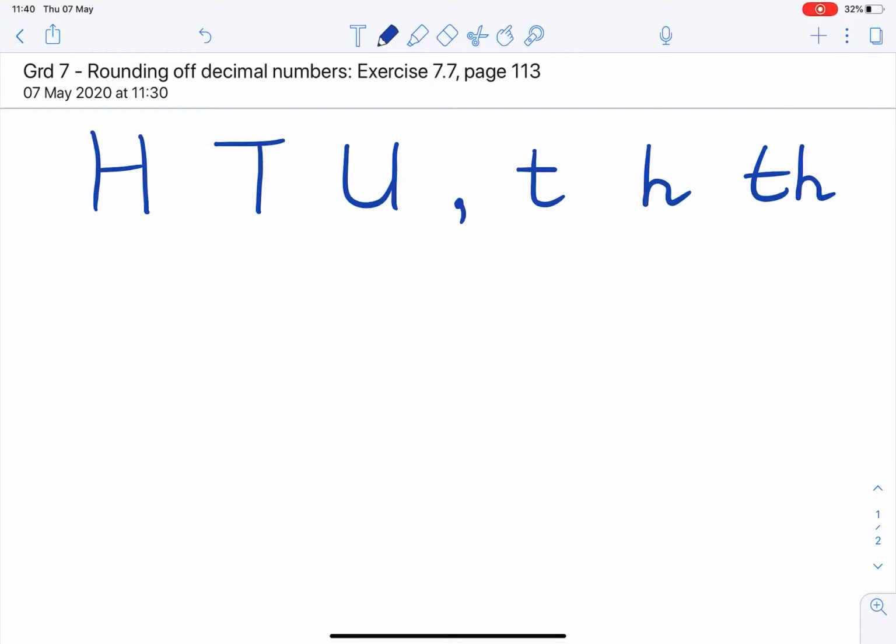Now rounding off of decimal numbers is actually no different to the rounding off of whole numbers, which you've been doing for years. So let's have a look at this number.